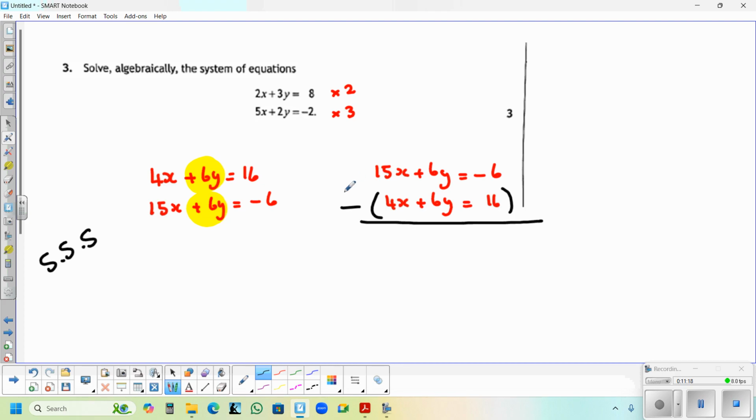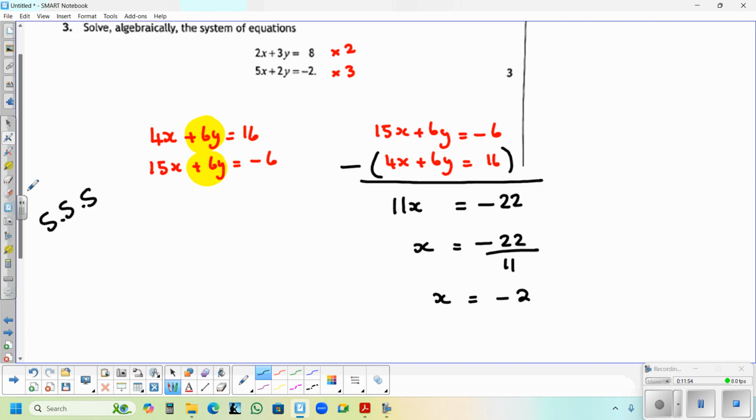So 15x's take away 4x's, leaves me with 11x. 6y take away 6y, disappears, the whole point of it was to get rid of them. And then I've got minus 6 minus another 16, so that's going to be minus 22. So x is equal to, I don't want 11 times x, so I want to divide by 11, so it's negative 22 divided by 11. 2 11s make 22, so x is equal to negative 2.